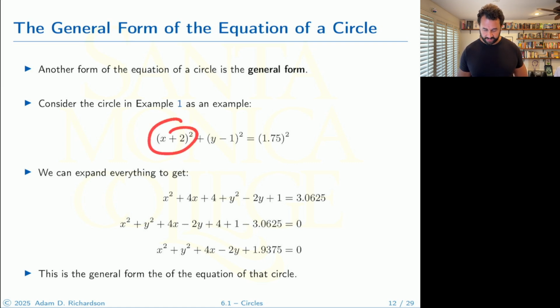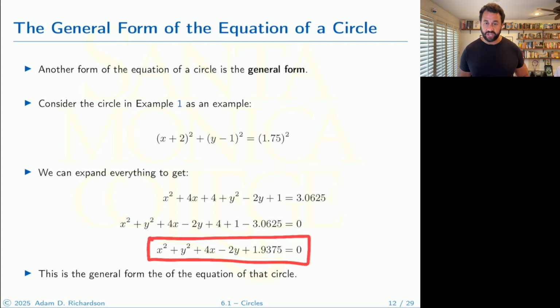So here I expanded x plus 2 squared. I expanded y minus 1 squared. I expanded 1.75 squared. There it is. And then I moved everything to one side, and then I grouped the terms a little bit. What I did was I put all the square terms next to each other, and then I put all the linear terms next to each other, and then I merged all of the constant terms. That's what I'm going to do with 4 plus 1 minus 3.0625 to get that right there. And this is the general form of the equation of that circle.